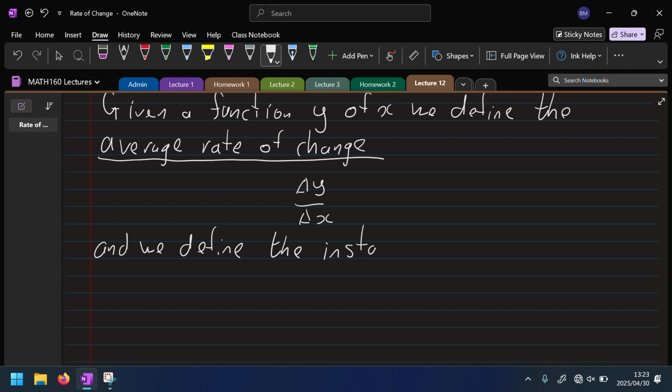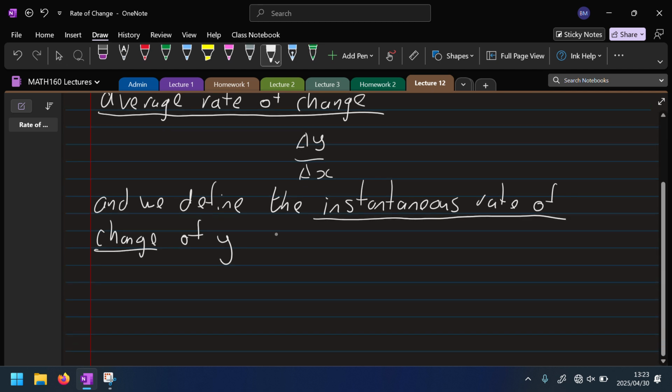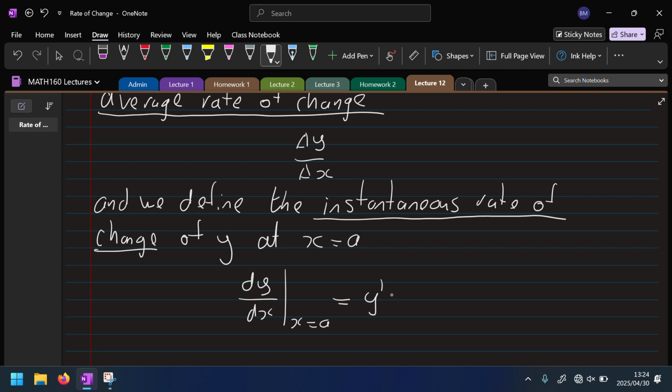And we define the instantaneous rates of change of y. So instantaneous rates of change, let's say at x equals a, as dy by dx, so the derivative at the point, and we write this with a vertical line x equals a, but this just means the normal derivative evaluated at a. So if you've got some expression with the vertical line and then x equals something at the bottom, it means take whatever that is and then substitute that bottom part.